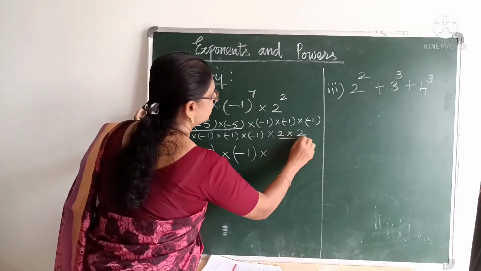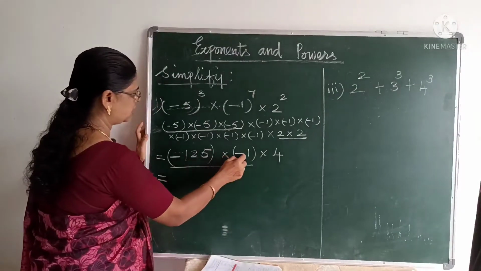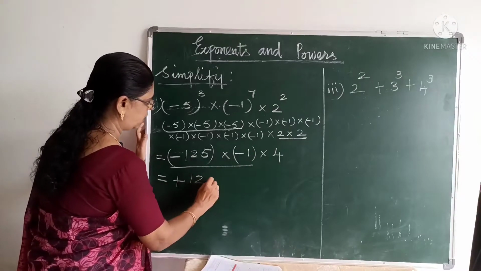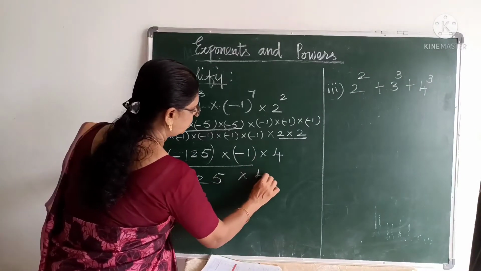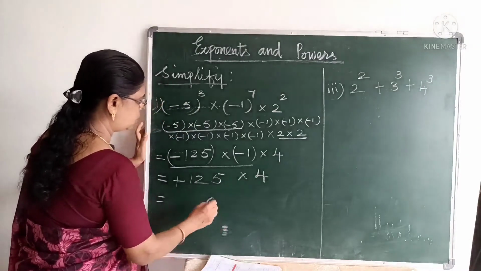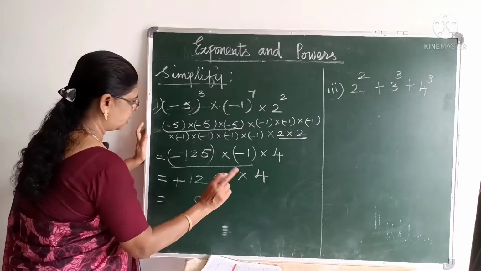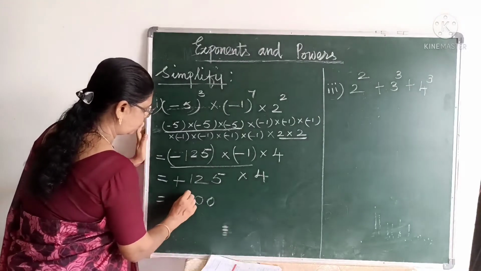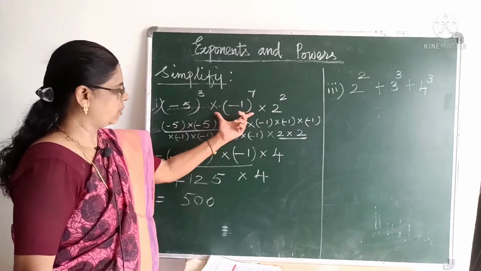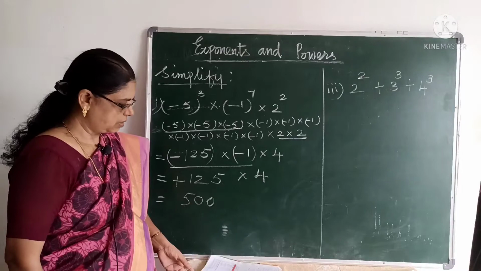Into 2 into 2 is 4. Again we are going to multiply. Minus into minus is plus, 125 into 1 is 125 into 4. So 5 4s are 20, remainder 2, 2 4s are 8 plus 2, 10, remainder 1, 1 4 is 4, 4 plus 1 is 5. So the answer for this one is plus 500, or simply you can say 500.